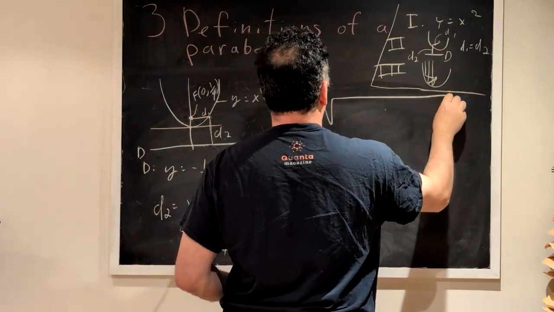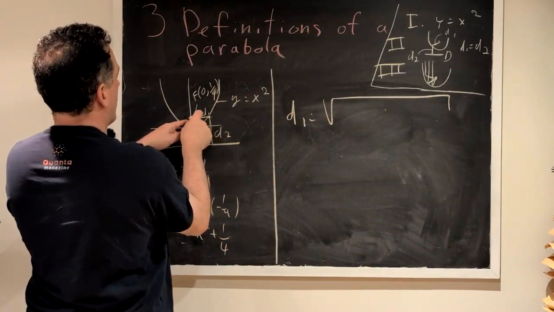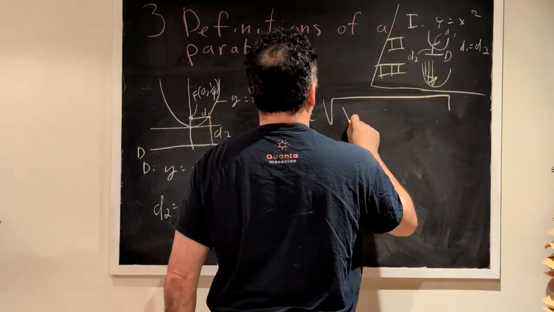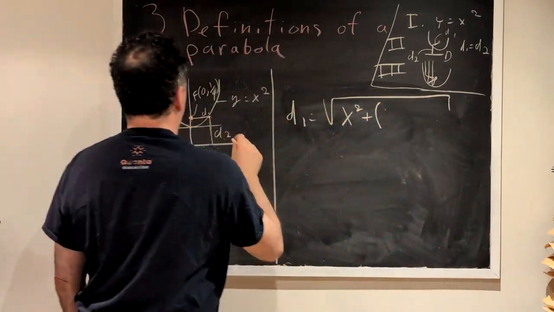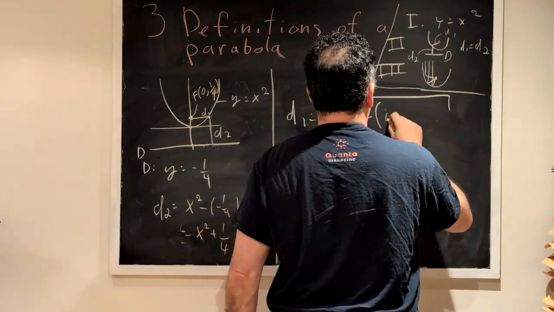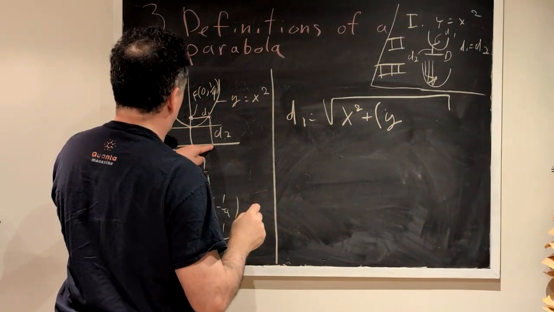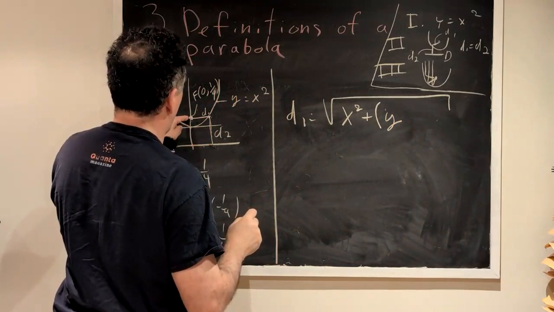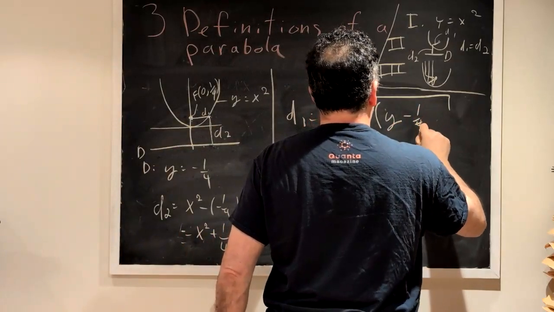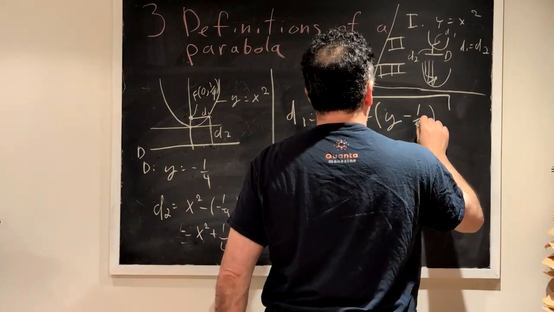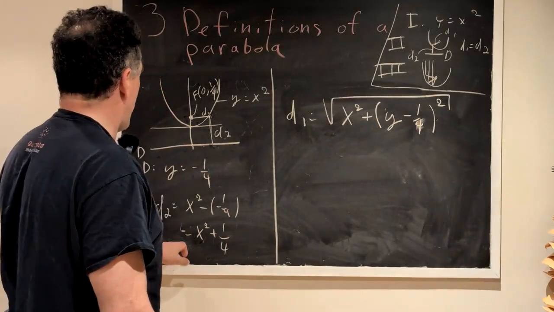d1 would be equal to the square root of, well, here the x coordinate is x, the x coordinate of the focus is 0, so that's going to be x squared, plus now we have the y coordinate, well, it's y simply, and the y coordinate of the focus is 1/4, so y minus 1/4, squared. Then we rearrange it with the hope of getting x squared plus 1/4.